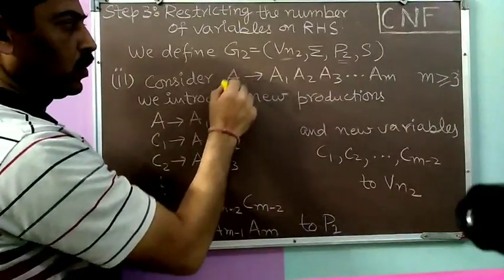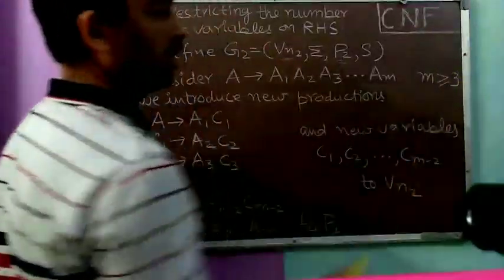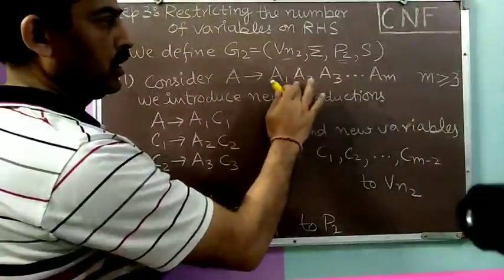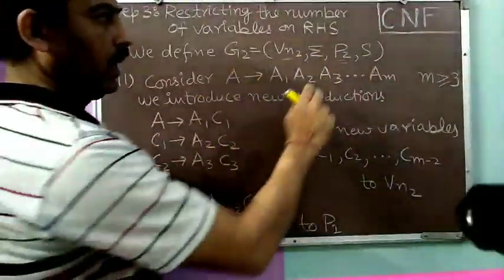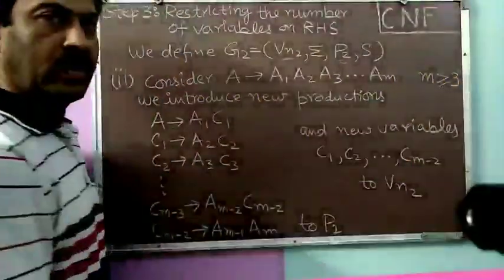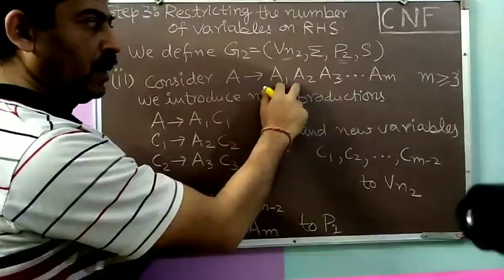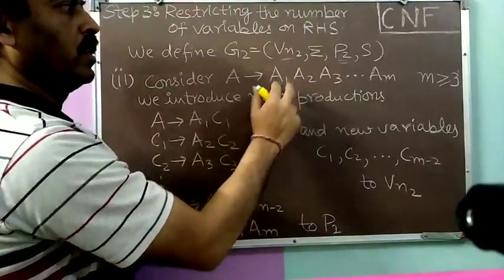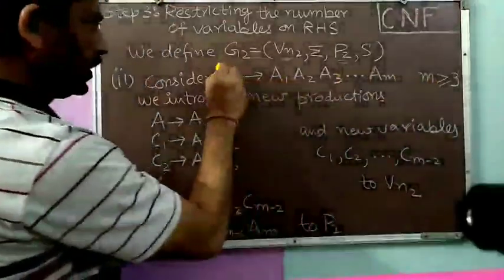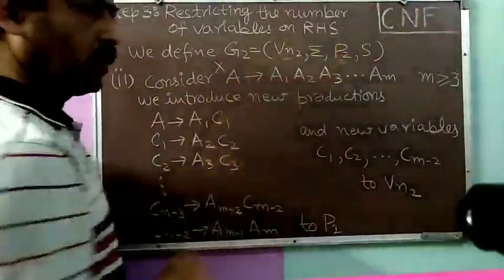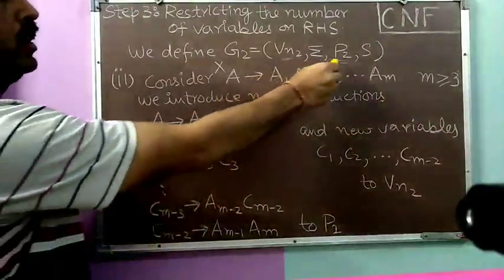I am taking this form: A to A1, A2, A3 and so on up till AM, where M is greater than or equal to 3, meaning on the right hand side we have only variables and the length on the right hand side is greater than or equal to 3. That is more than 2, because if the length had been 2, they would already have been included in P2. So we will remove these kinds of productions, and in place of these productions we will introduce new productions which we will include in P2.